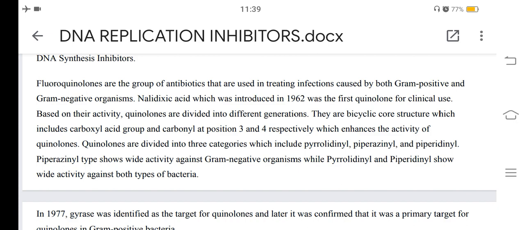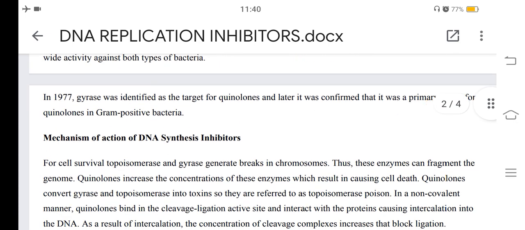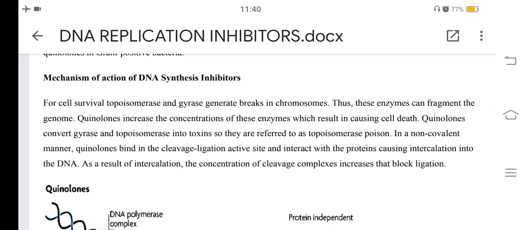Quinolones are divided into three categories, which include pyrrolidinyl, piperazinyl, and piperidinyl. Piperazinyl type shows wide activity against gram-negative organisms, while pyrrolidinyl and piperidinyl show wide activity against both types of bacteria. In 1977, gyrase was identified as the target for quinolones, and later it was confirmed that it was a primary target for quinolones in gram-positive bacteria. So, mechanism of action of DNA synthesis inhibitors.